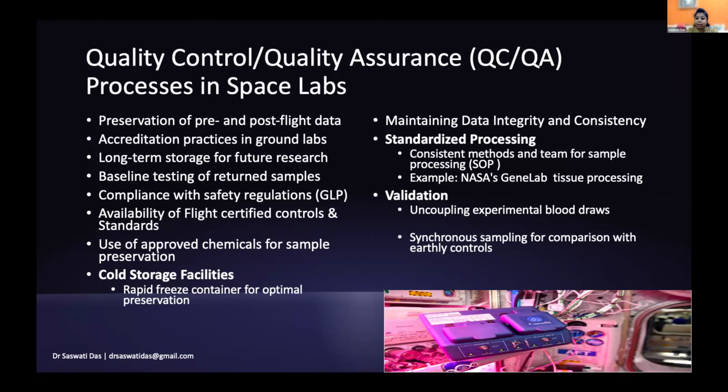And how can we validate our data? Some of the processes that have been tried is by Dr. Trudel in his RBC experiment. He tried all of this, uncoupling the experimental blood sample draws and synchronous sampling in conjunction with the earthly control. So these are some of the validation studies that can be done.